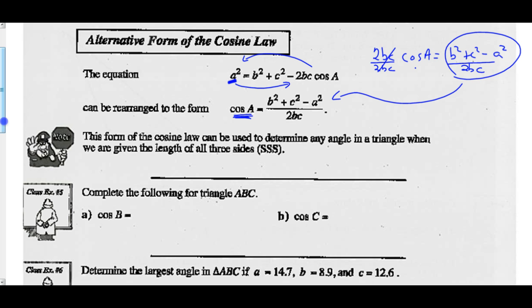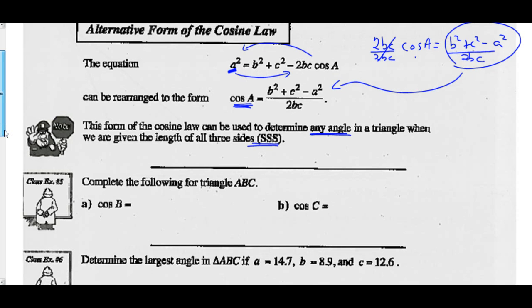Now that one may not be given to you. You might have to know how to derive that. But this form of the cosine law can be used to determine any angle in a triangle when we're given the lengths of the other three sides. So if you're given side, side, side, we can figure out any angle measure in that triangle.